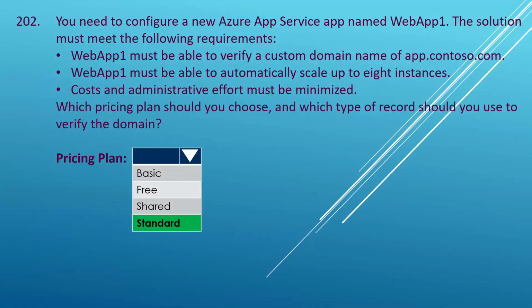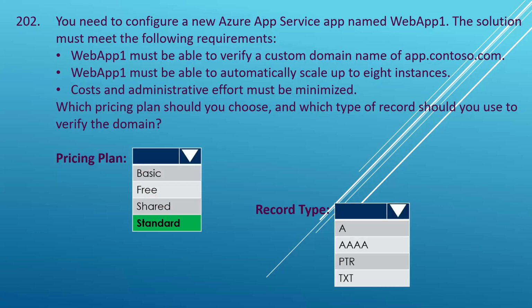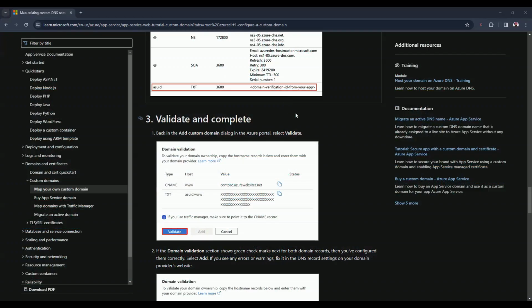And friends, the next part of the question was which type of record should you use to verify the domain? And your options are A record, 4 times A record, PTR record, and text record. Friends, in front of you is the verifying domain section of an Azure app service. And in the screenshot of the domain validation, you can see there are 2 options, CNAME and TXT. And in our case, TXT is one of the options. So TXT record type is the correct answer.